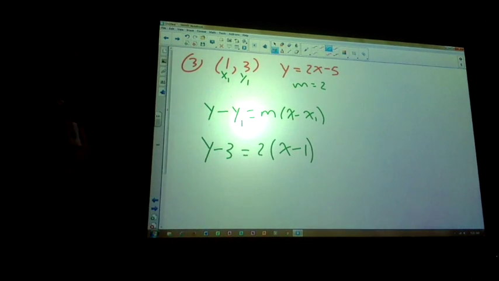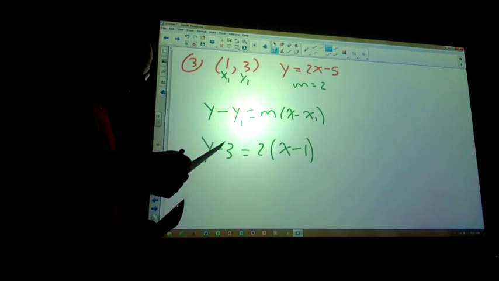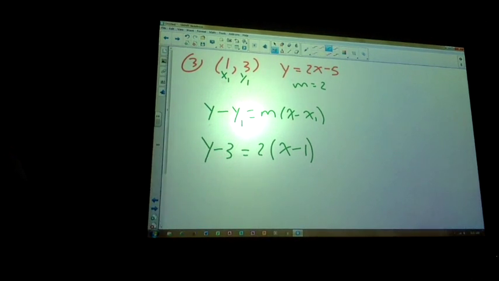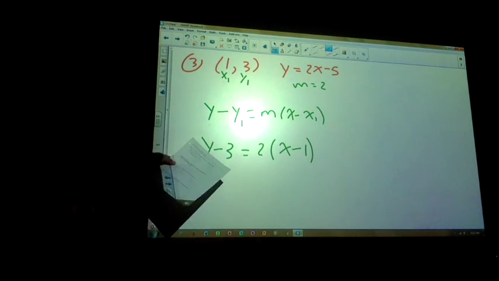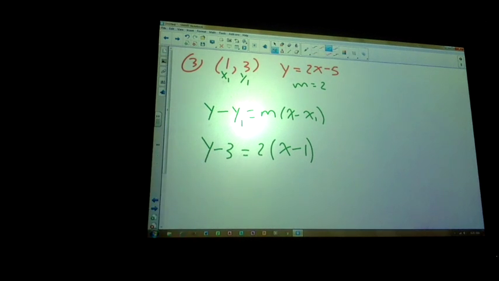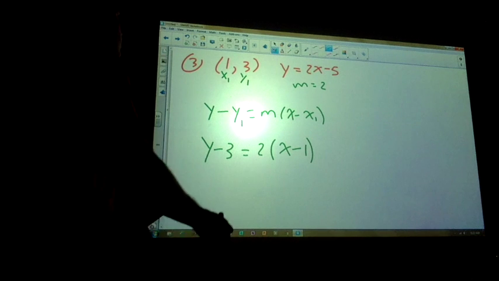Is this an equation? Yes. Should I go any further on this problem? No, you should leave it. So it just asked for an equation. It didn't ask for anything different. It just asked for an equation. If it said, write an equation in slope-intercept form, that means we would have to solve it for y. But right now it just says, write an equation.